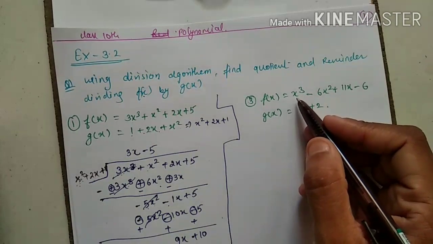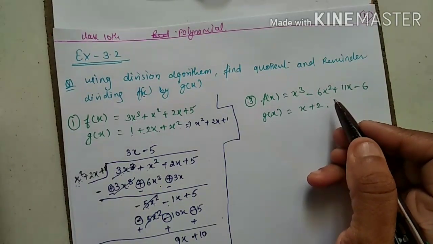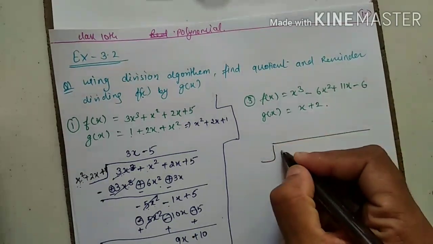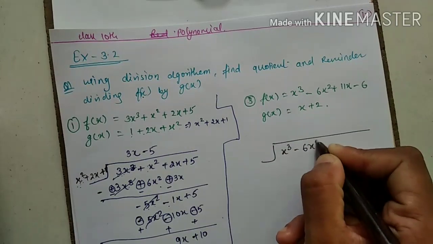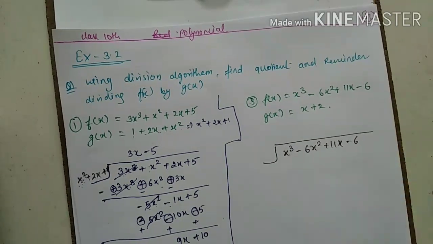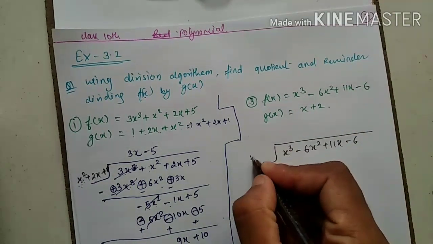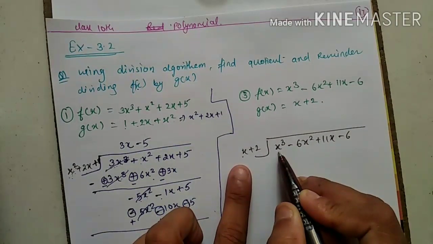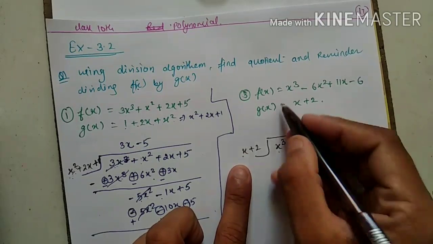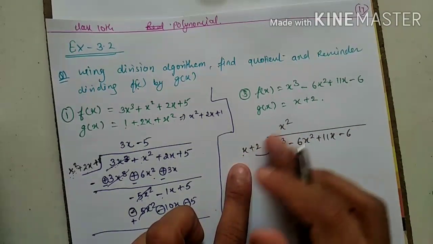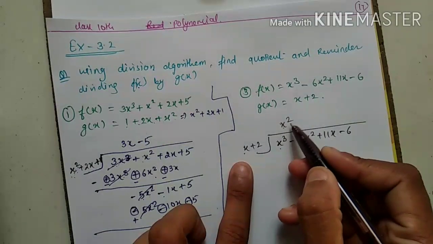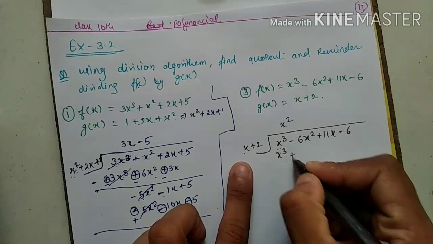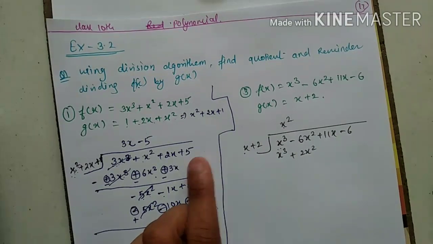f(x) equals to x cube minus 6x square plus 11x minus 6. Again I told you this is my dividend. Correct? This is my divisor, x plus 2. Now understand, I have here x and I have here x cube. So how much I have to multiply with this? x square. So I am writing here x square. Just multiply. Now I am not doing any working. I am doing directly. x square into x, x cube. x square plus 2x plus 2x square. Is it clear? I think so.